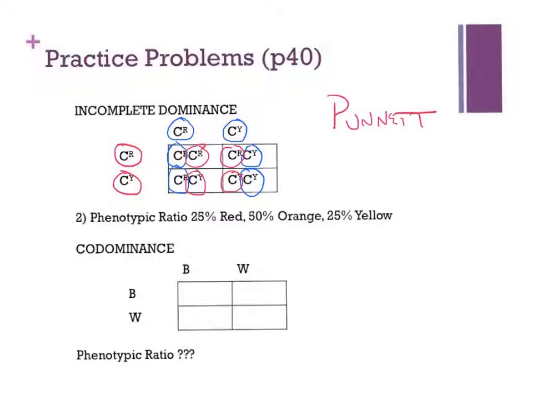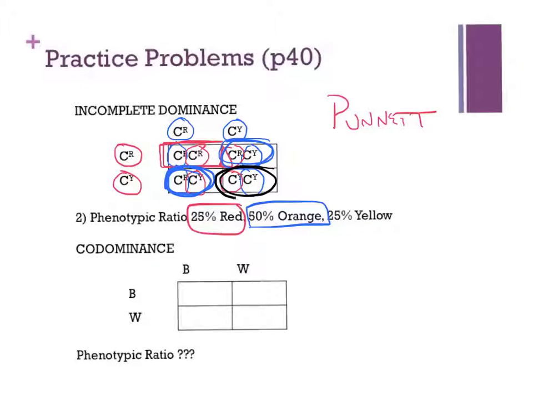So as we look at this, we've got 25% red, which is right here. We've got 50% orange, which is this box and this box. And you've got 25% yellow, which is over there, and that's our phenotypic ratio. Now as we look at codominance, we're going to go with black and white, and so this might be like colors on a cow or something, and blue and white, and we'll have those be flowers.